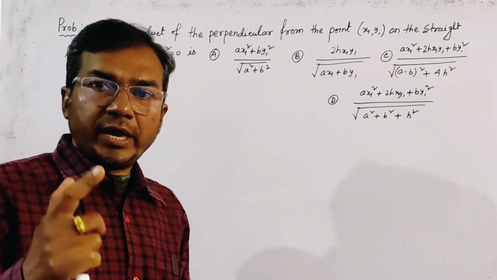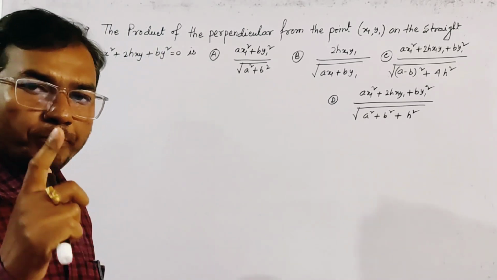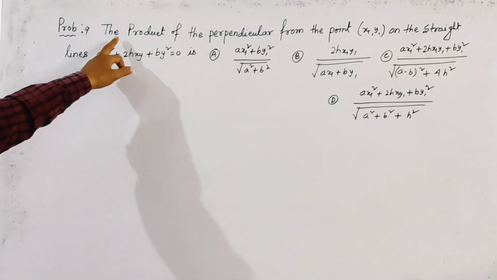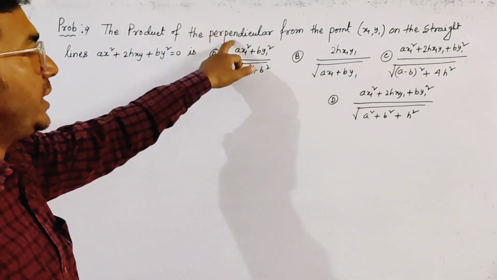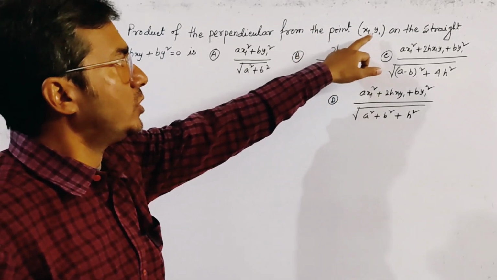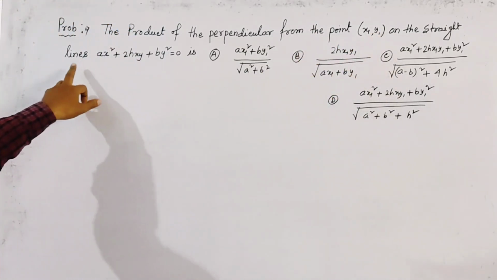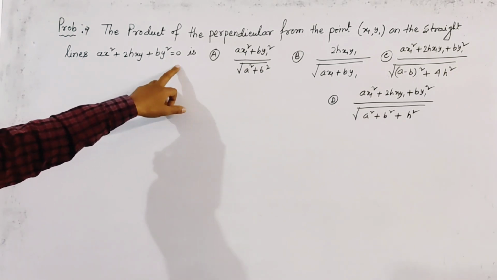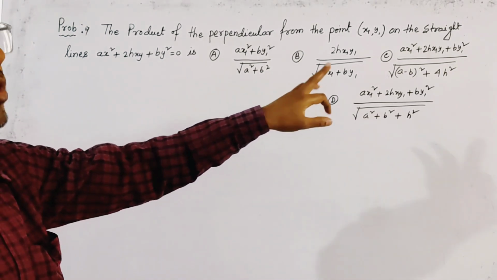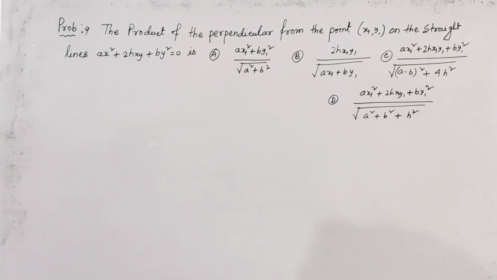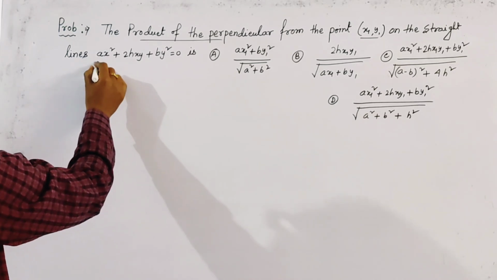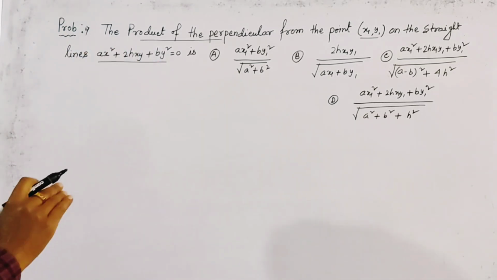This is an MCQ type problem from pair of straight lines, and the problem is: the product of the perpendiculars from the point (x1, y1) on the straight lines ax² + 2hxy + by² = 0 is given by, and four options are given here. We have to find the product of the perpendicular distances from the point to the two straight lines represented by the pair of straight lines.